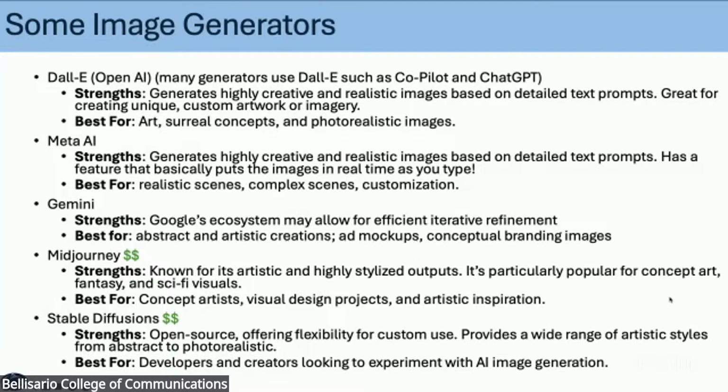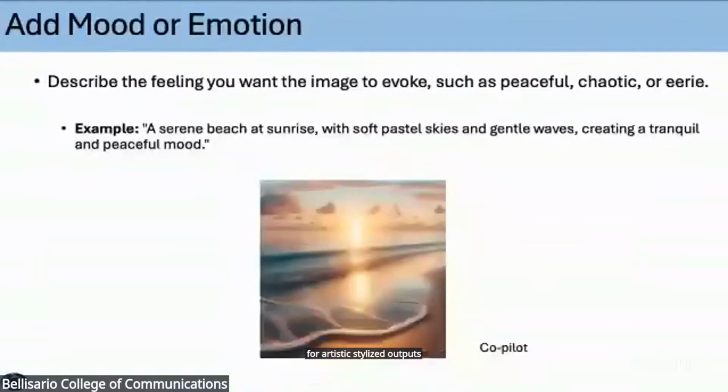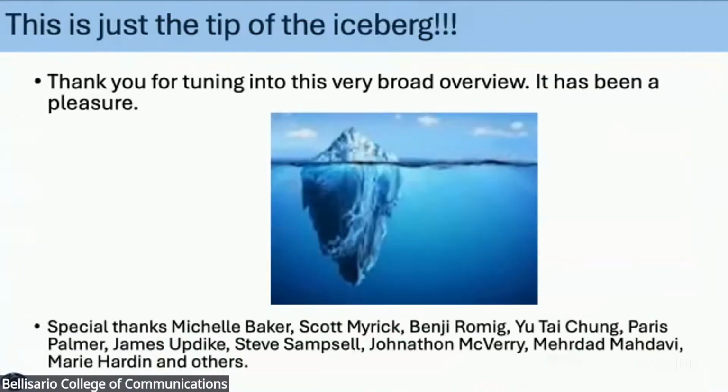In Gemini, the nice thing about Gemini is it's really more text-based than image-based right now, because they have an ecosystem that allows for a really efficient, iterative refinement process. Something that the others don't quite have, because Gemini is connected to Google. So the sky's the limit for them if they can get it together. And then Midjourney, known for artistic and highly stylized outputs, is very, very good as far as these generators go. And then of course, Stable Diffusion is really good for coders.